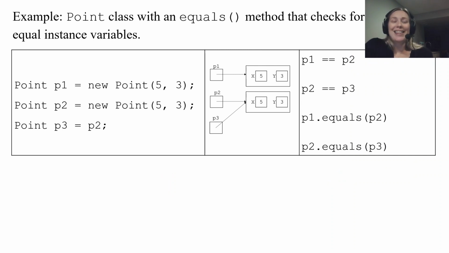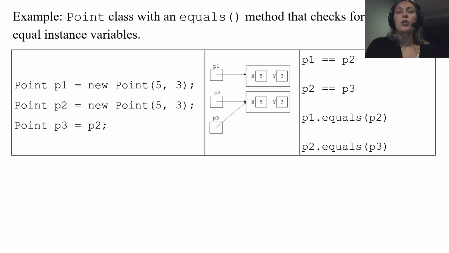So here's our last example with point. Point has the .equals method that we just wrote. Okay, so it has the .equals method right now. We're not going to be using the superclass Object's .equals method. So I have 3 lines of code. P1 is 5, 3, P2 is 5, 3, and P3 equals P2.